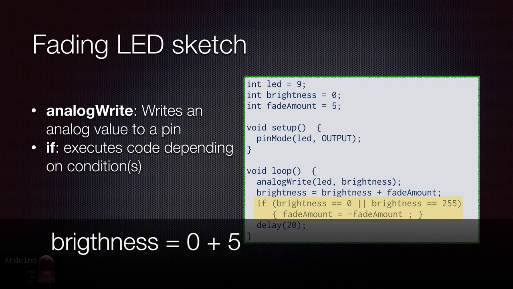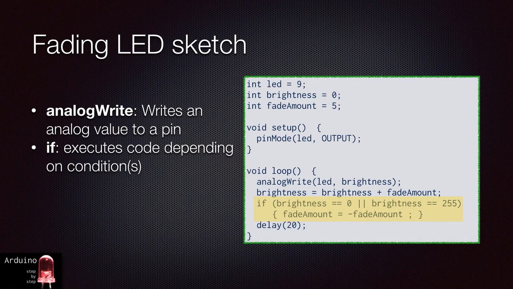Next, we use a control structure to determine if we have reached a limit for the brightness, either the low limit, 0, or the upper limit, 255. If we have, then we switch the sign of the fade amount variable. The effect is that if the LED was becoming brighter because the fade amount was positive, then once it reaches its brightest setting, when brightness equals 255, then fade amount will be changed to its negative, -5, and brightness will start moving towards 0.